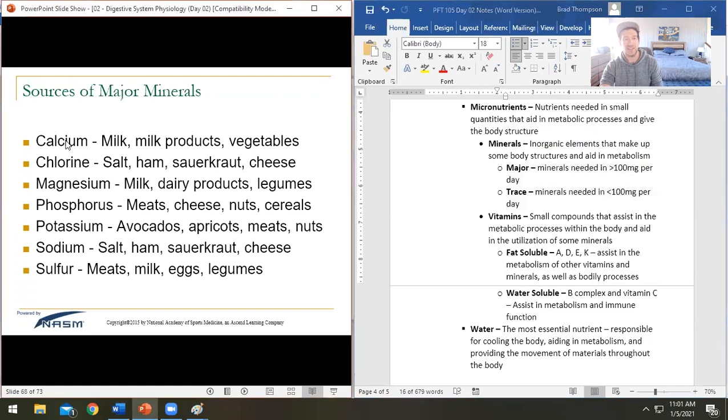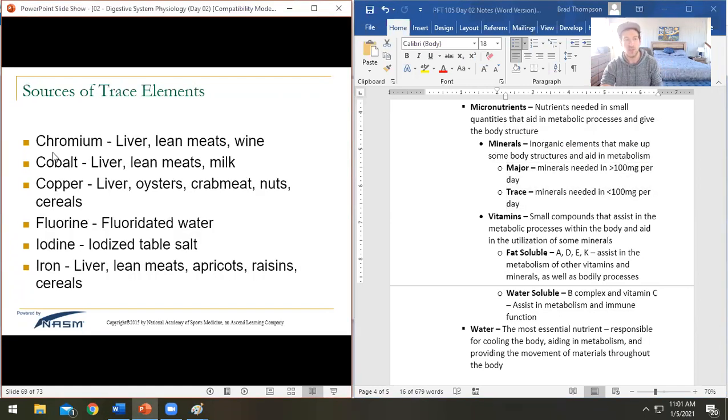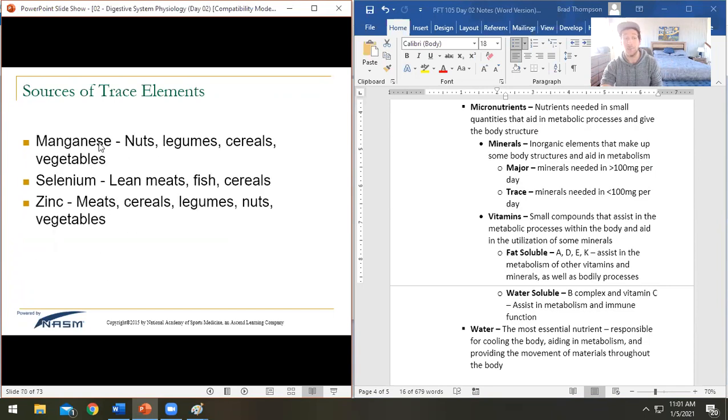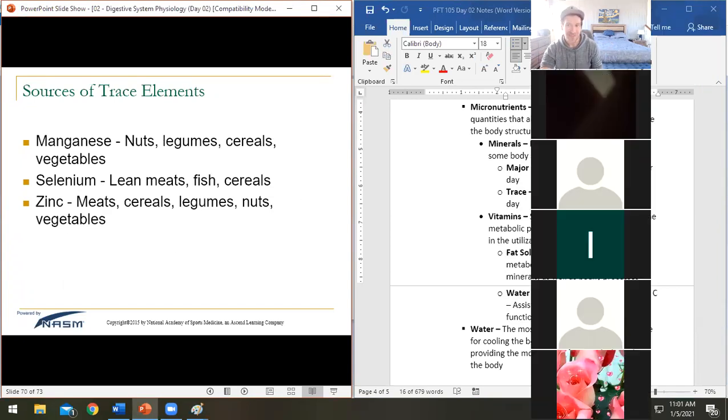But calcium, chlorine, magnesium, phosphorus, potassium, sodium, sulfur, chromium, cobalt, I forgot cobalt, copper, fluorine, iodine, iron, manganese, selenium, and zinc. They all do really different things inside the body. They're all totally unique from each other. Zinc is my favorite, by the way. When you have a cold, they take a cough drop and it says it's got zinc in it. It'll help you get over your cold faster.